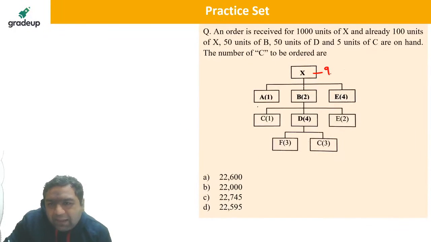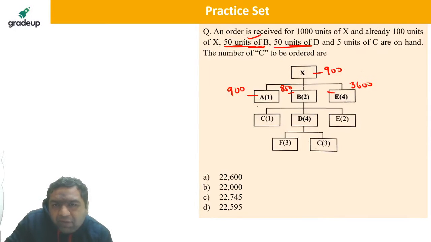So X is 900. It is fine. Then you can see already 50 units of B are also there, that I have not counted. 50 of D are also there. So first of all, it will be 900 A required. But 50 units of B are there, so 850 of B is required only. And E is required in 3600.